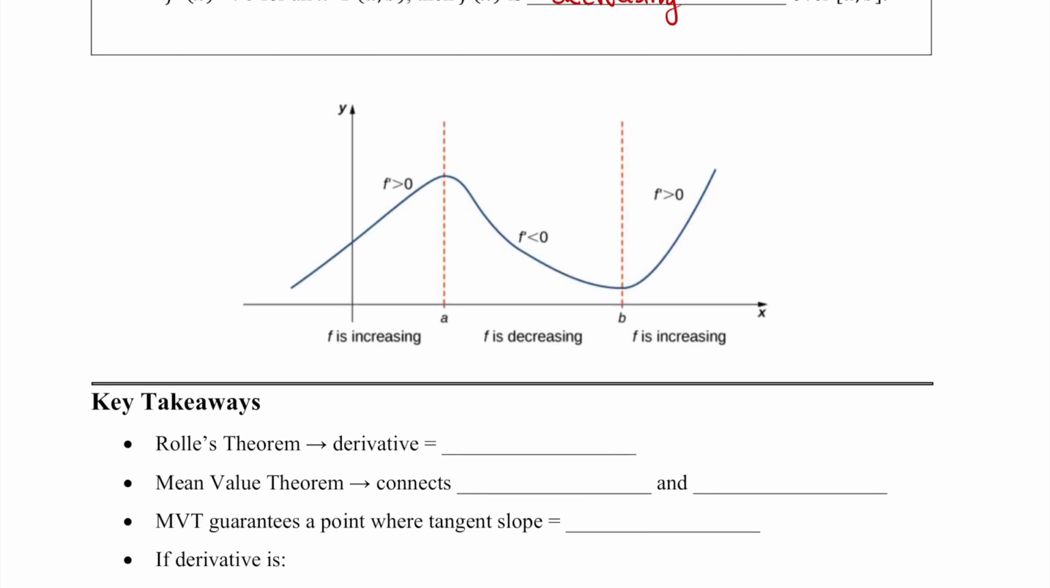Let's connect this to the graph. On the left side, the derivative is positive, so the function is increasing. In the middle, the derivative is negative, so the function is decreasing. On the right side, the derivative is positive again, so the function is increasing again. So remember, positive derivative implies function increases. Negative derivative implies function decreases.